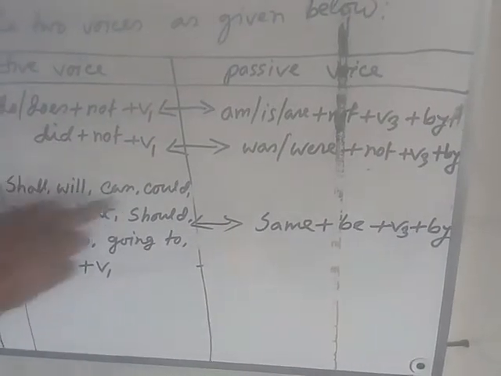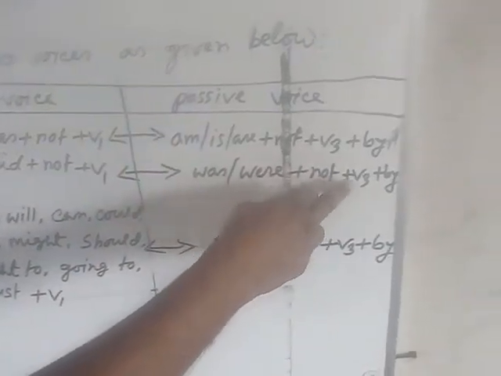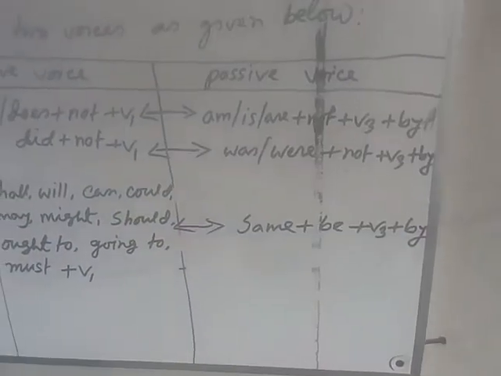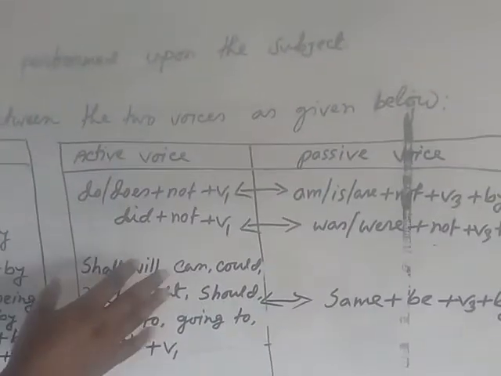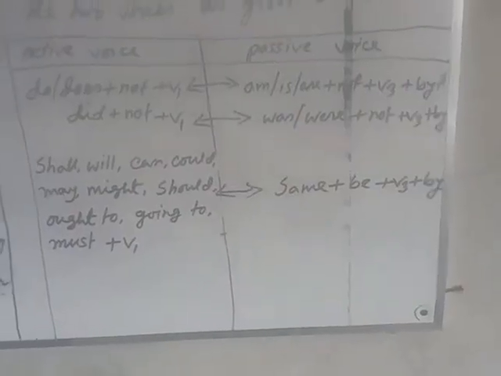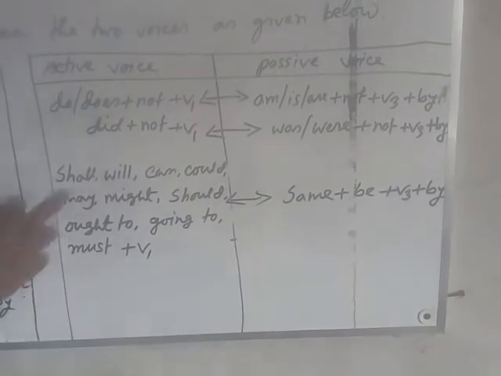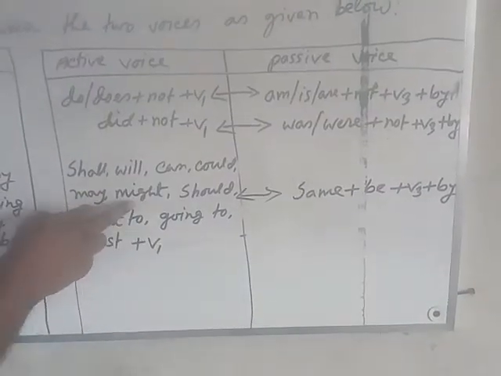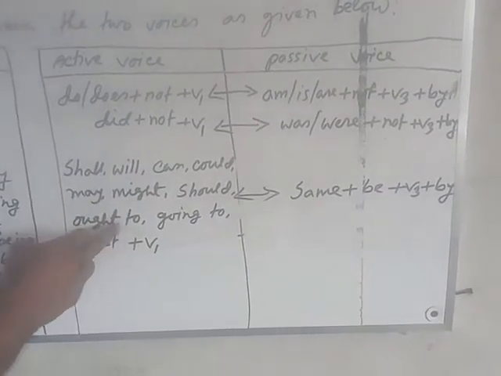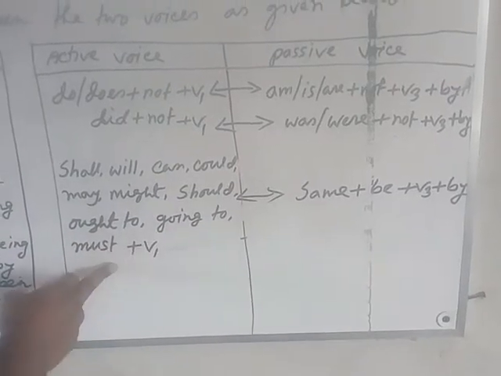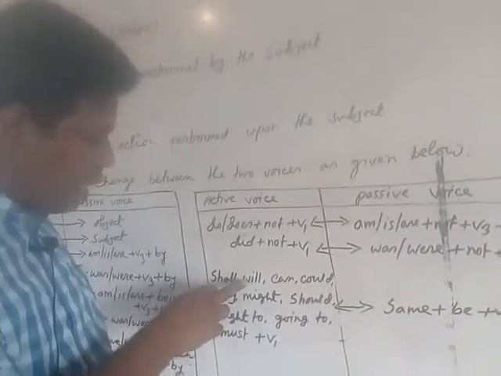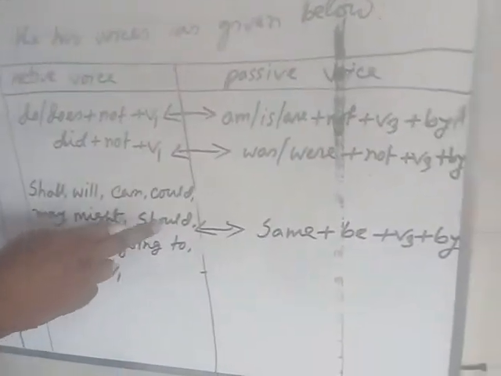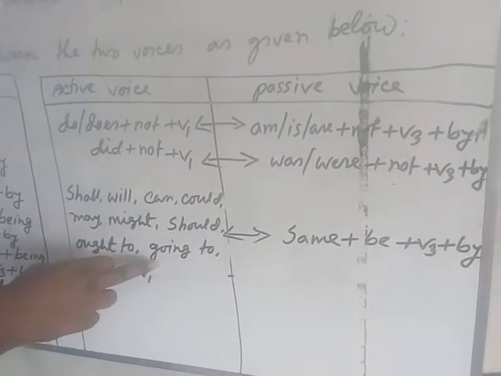In the change of did, it will be was or were plus not plus V3 plus by. It is the rule of active voice and it is the rule of passive voice. And next, the modal auxiliary verbs, you all know them: shall, will, can, could, may, might, should, ought to, going to, must and would. Again I read for you: shall, will, can, could, may, might, should, would, ought to, going to, must.